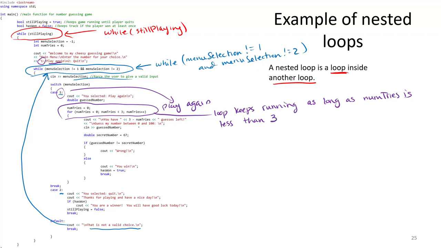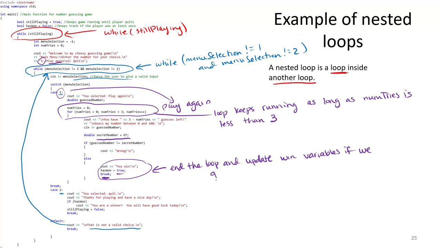So notice what's happening here is we're allowing the user 3 guesses to guess our number. If we correctly guess our number, we use what's called a break statement to end the loop. So we end the loop and update win variables if we guess correctly. And notice if we guess wrong, then we get a wrong message.